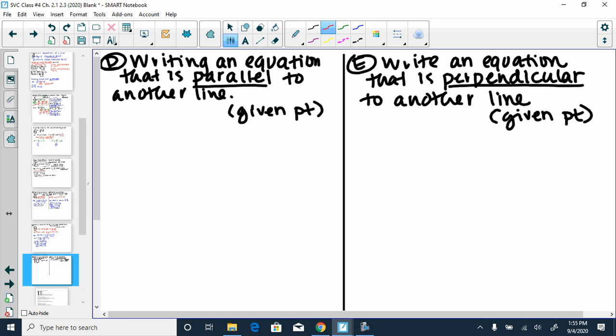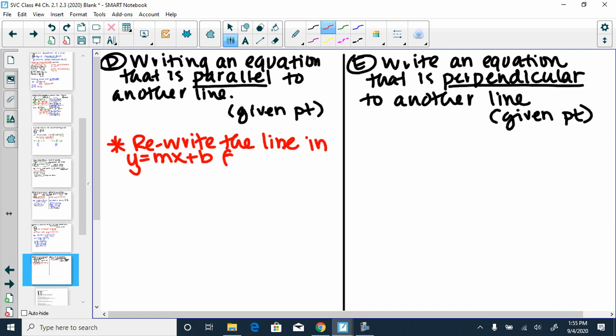However, something's going to be missing, and that thing is called slope. So what we have to do first is rewrite the line in slope-intercept form, y equals mx plus b form, to find m. Once you find the m, does anybody remember about the slopes of parallel lines? The slopes of parallel lines are completely the same. Okay, so we're going to talk about that here in a second.